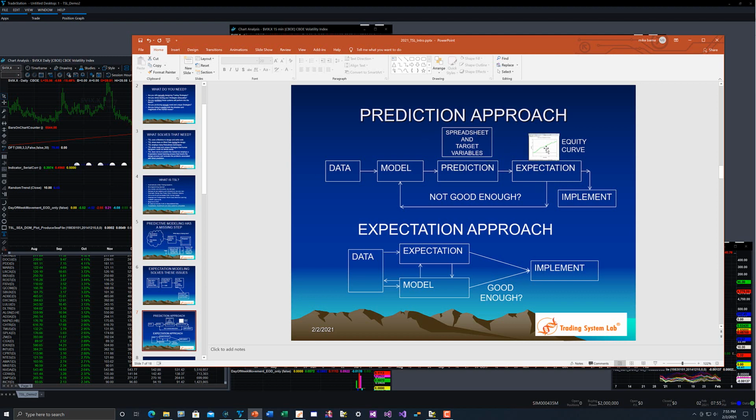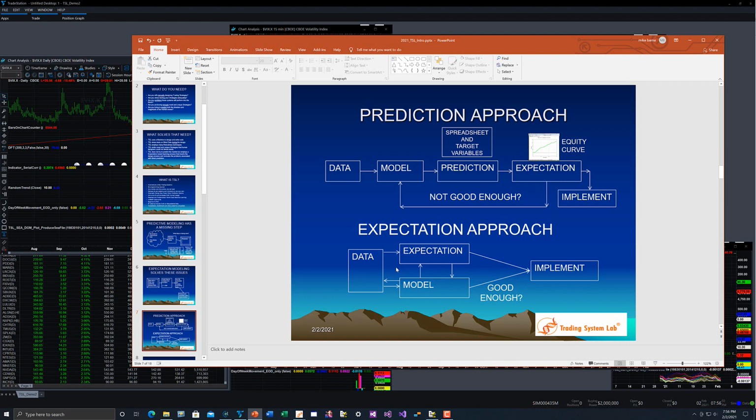Ultimately, though, you'll have to produce an equity curve. If you don't do that, you really don't have any idea how well your prediction is actually going to work when you implement a trading strategy. So then ultimately you'll implement it. In the expectation approach, we don't have a prediction block here. That's missing. It's not part of the process. The engine will come up with its own metric of how accurate it is, if you will. How accurate is that prediction? And it might be 70% accurate, it might be 80%, 90%, it might be only 30 or 40% accurate.